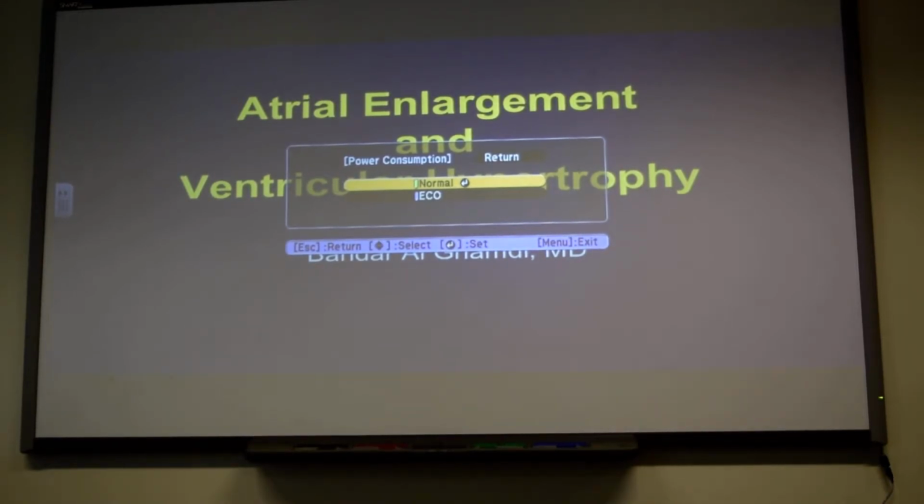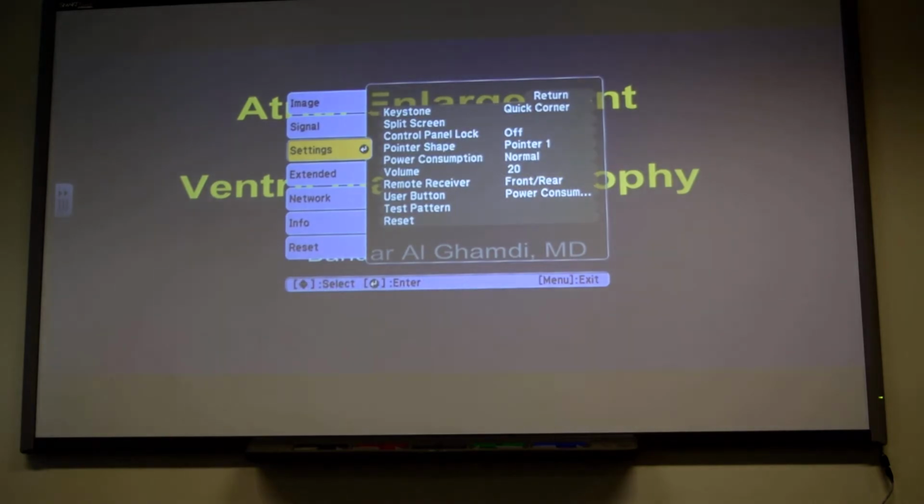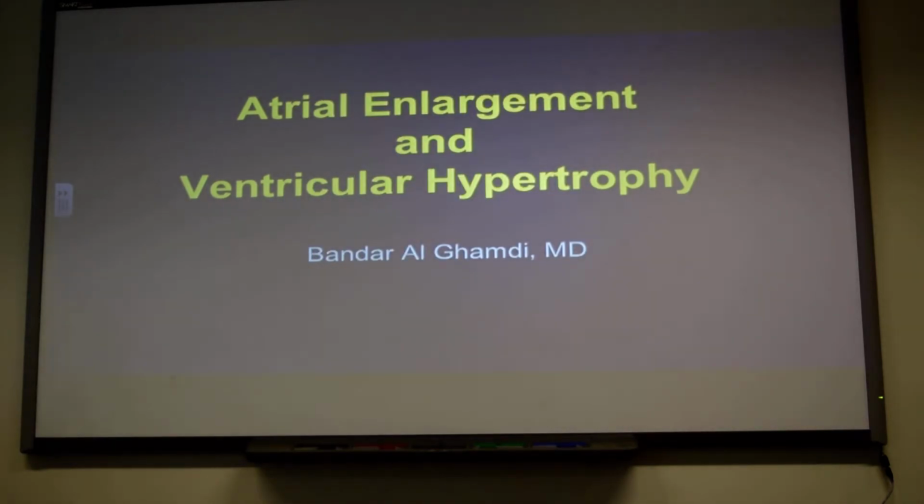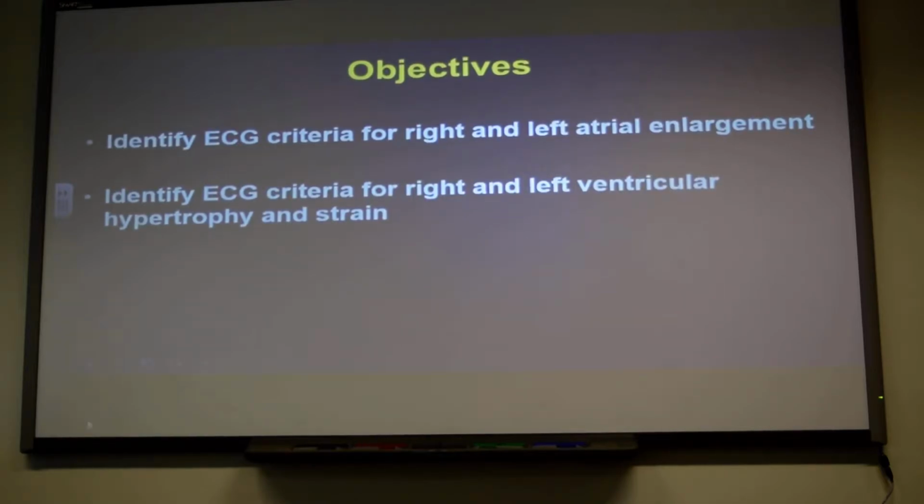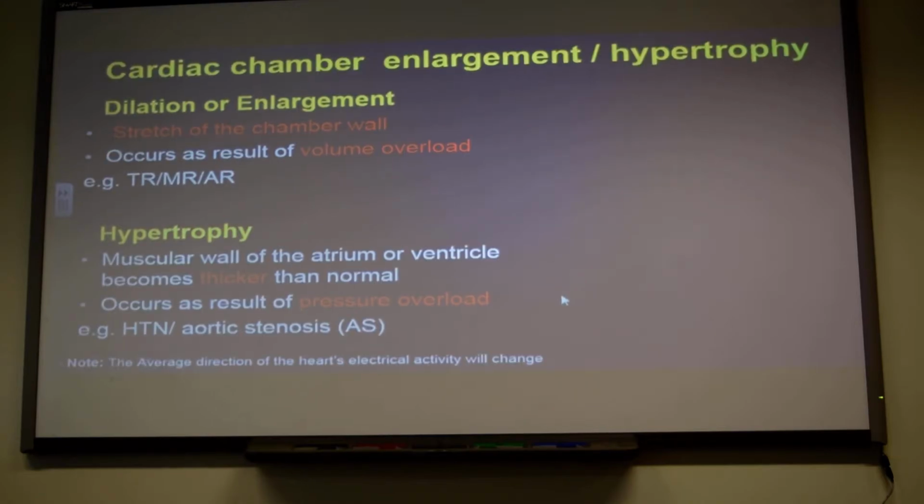Enlargement can be dilation also. So enlargement means dilatation. Hypertrophy is increasing the wall thickness. So the main thing today is to discuss the criteria for right and left atrial enlargement and right and left ventricular hypertrophy.